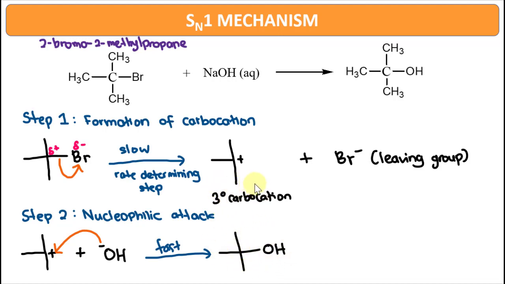Since this is a first order reaction, it is a unimolecular reaction. For the first step, the rate depends on the concentration of the haloalkanes only. So the concentration of our nucleophile does not have any effect on the rate of reaction. This implies that the hydroxide ion or the water in our previous mechanism is not involved in the rate determining step. That's why in step 1 there is no nucleophile involved.